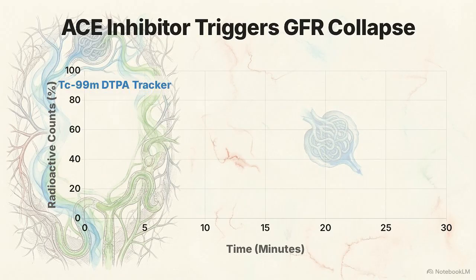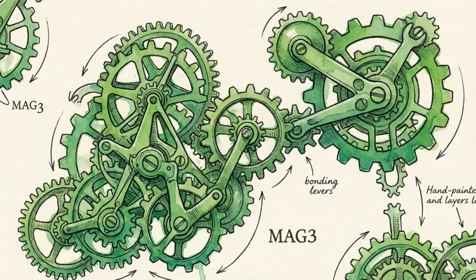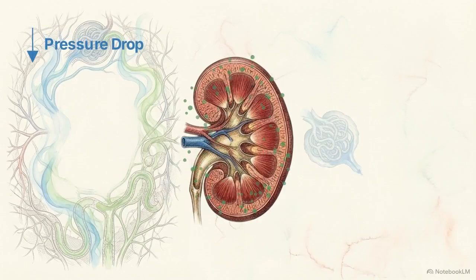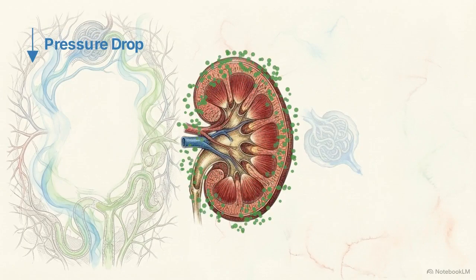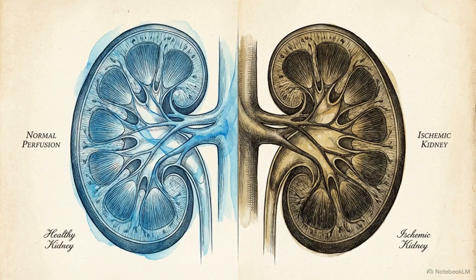Because DTPA strictly measures glomerular filtration, breaking that pressure gradient causes a sudden, measurable decrease in both tracer uptake and flow. If we use MAG3, the reaction is different. MAG3 relies on tubular secretion. When the pressure drops, the tracer gets stuck, showing up as abnormal, prolonged retention within the renal cortex. The captopril study proves that baseline flow is an unreliable metric until the kidney's chemical defenses are pharmacologically stripped away.